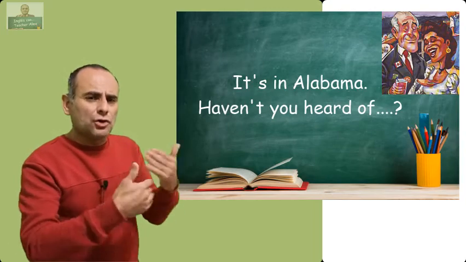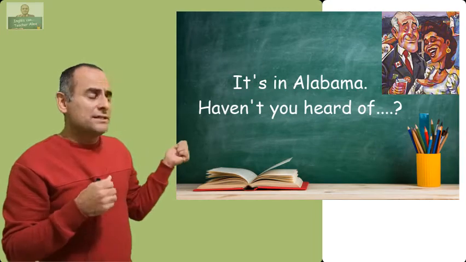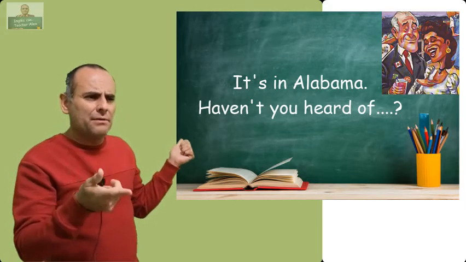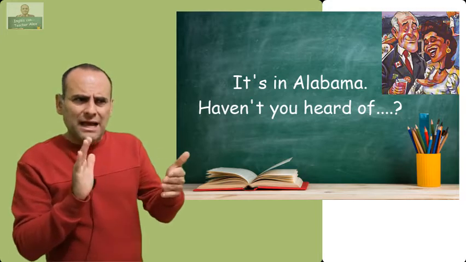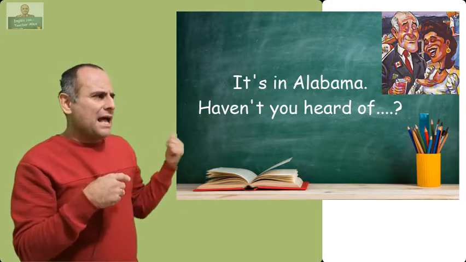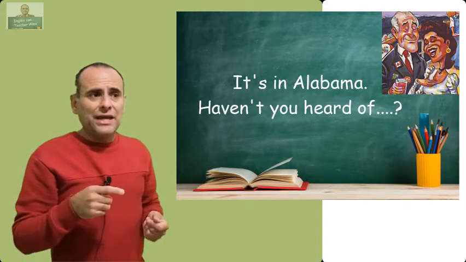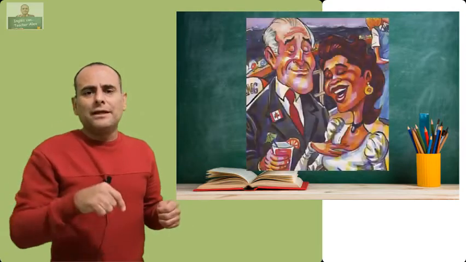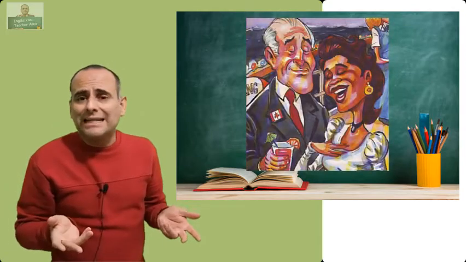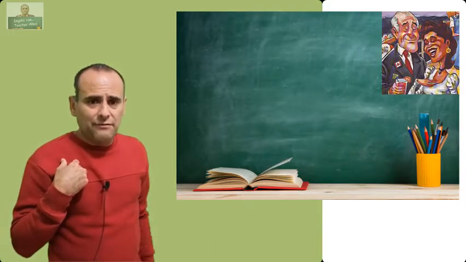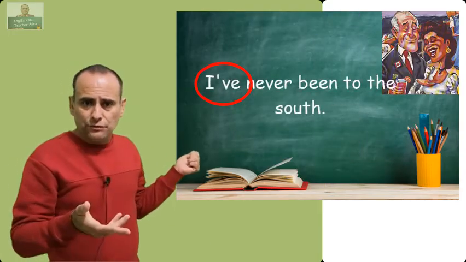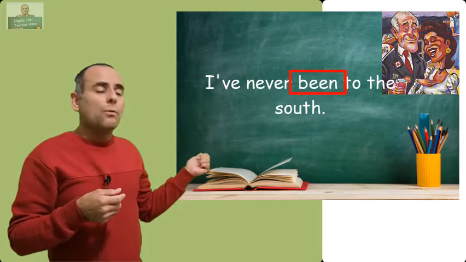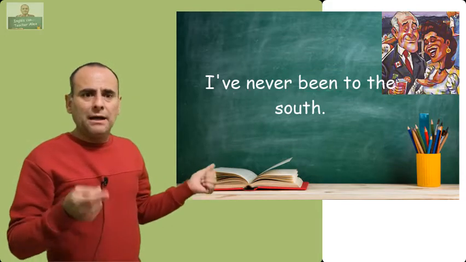She uses that sentence in the shape of a question. Haven't you heard about Alabama? In your lifetime you haven't, but in a question form: haven't you heard of Alabama? And then he remembers, of course, Alabama, it's in the South. But he says, I've never, the contraction of I have, with never for the negative form. I've never been, from the verb to be in past participle, where? To the south.